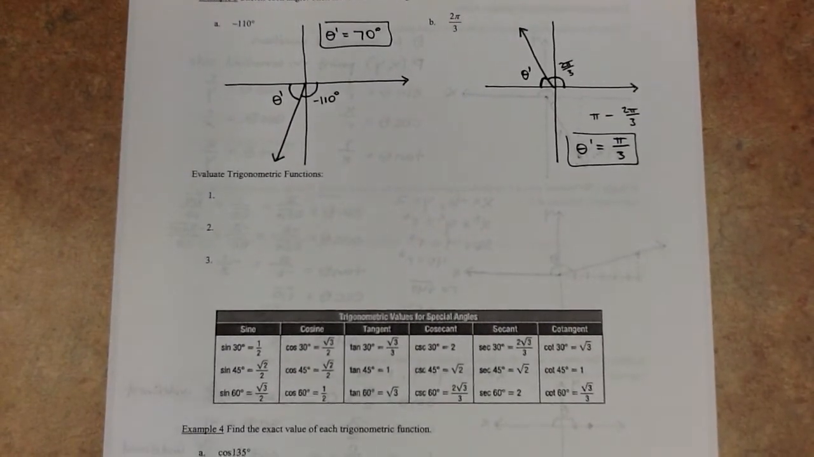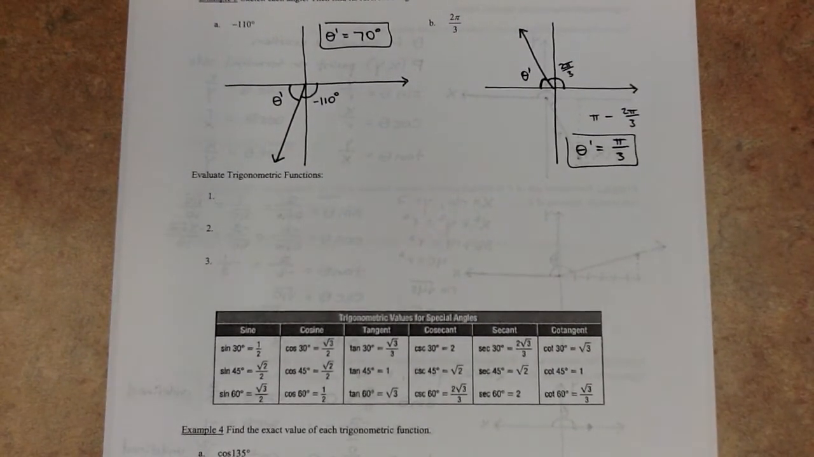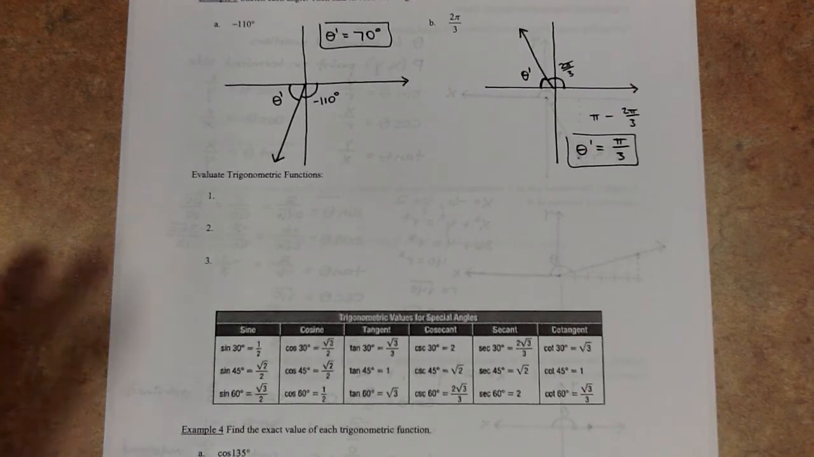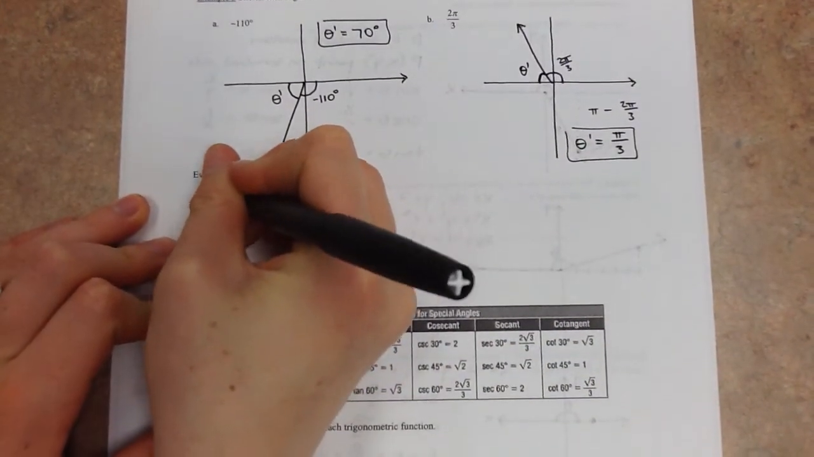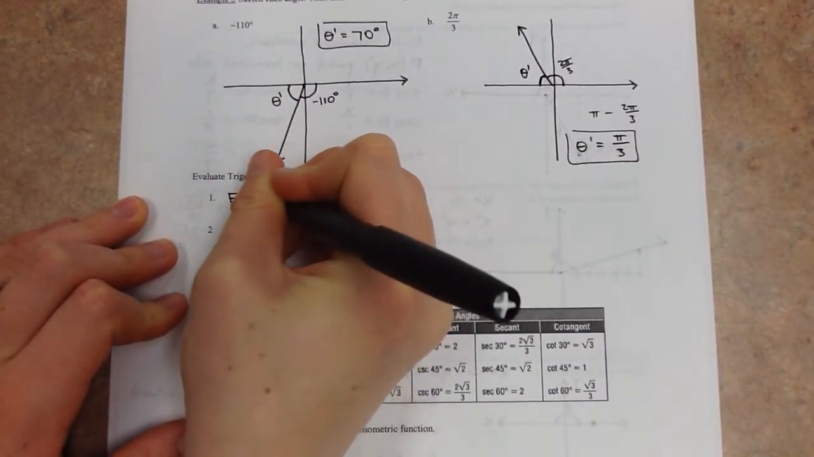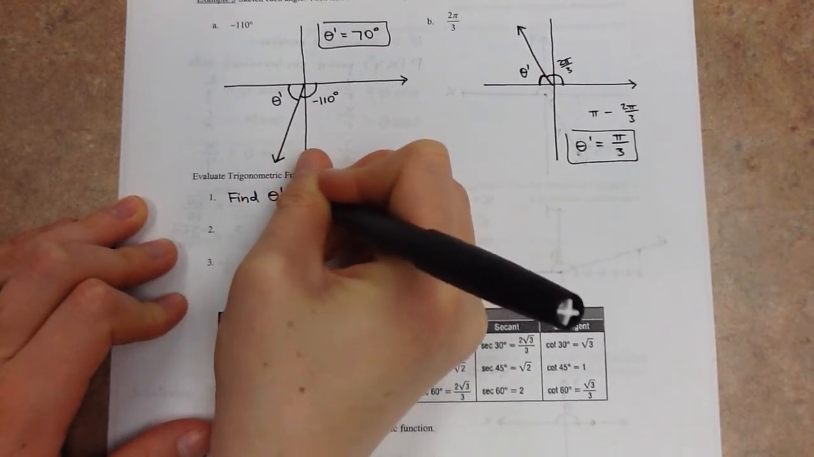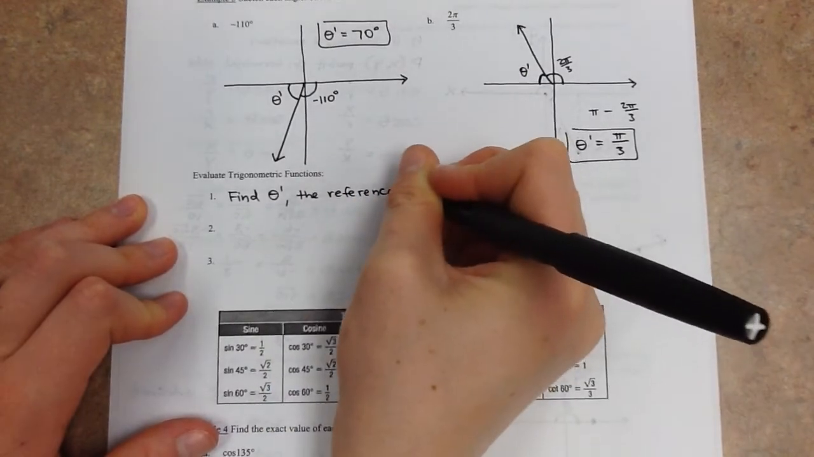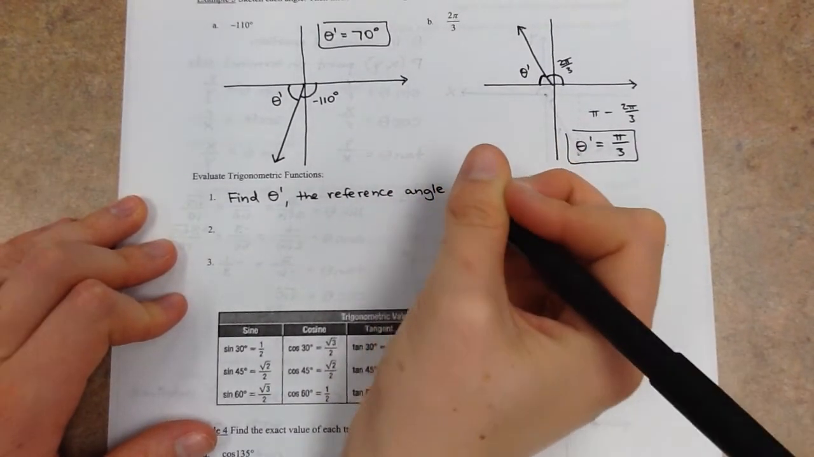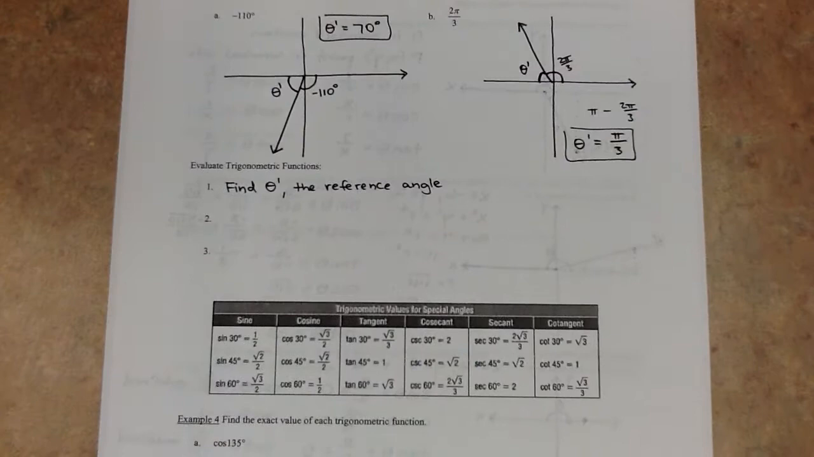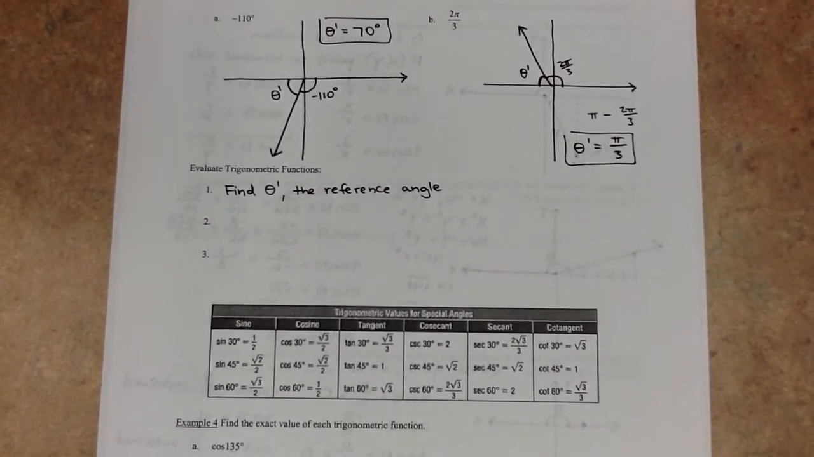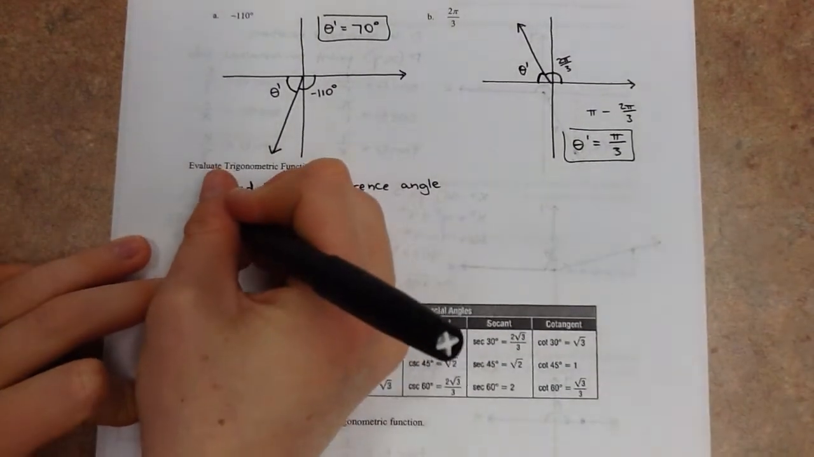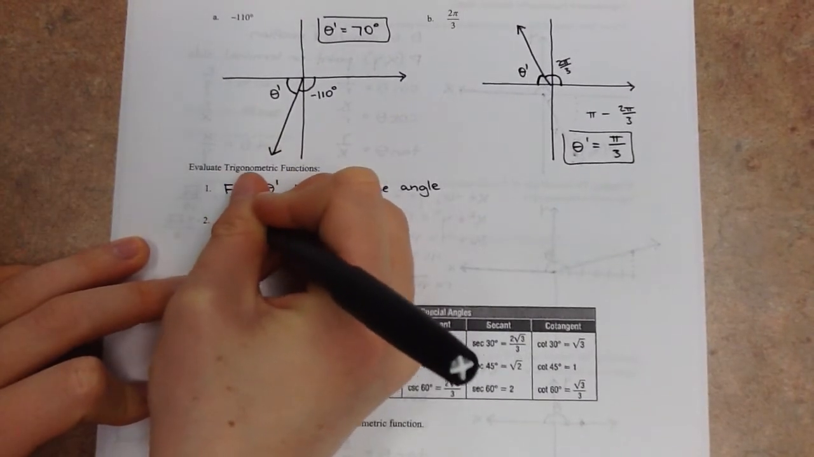So our last thing that we're going to end on today is evaluating trig functions. So I'm going to give you guys your official step-by-step. Okay, first step is to find the reference angle, theta prime, which we just practiced doing. So find theta prime, which is the reference angle. Again, we just practiced doing that. Next, you are going to evaluate the trig function for theta prime.